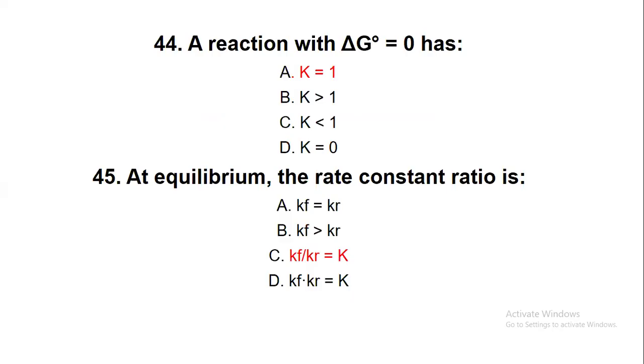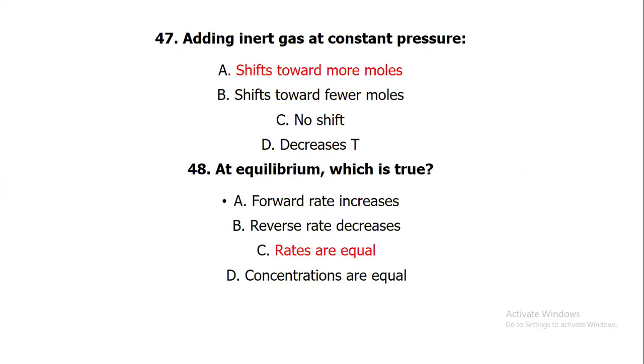For a reaction with delta G not equal to 0, K equals 1. At equilibrium, the rate constant ratio Kf over Kr equals K. Adding inert gas at constant pressure shifts toward more moles. At equilibrium, which is true? Rates are equal is true.